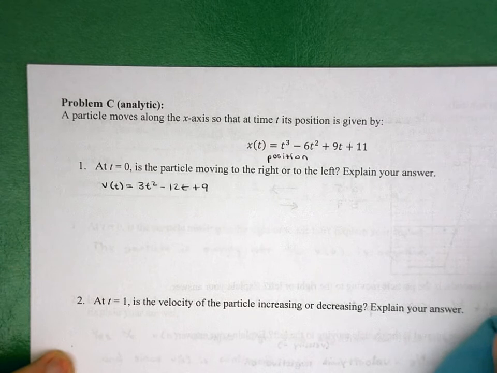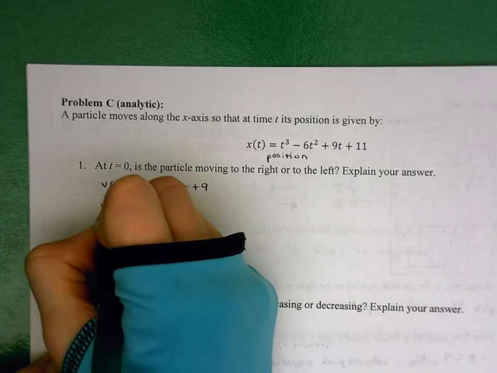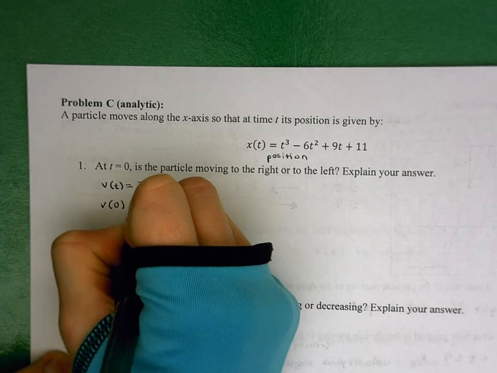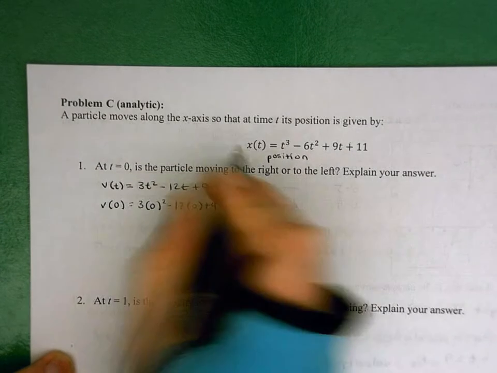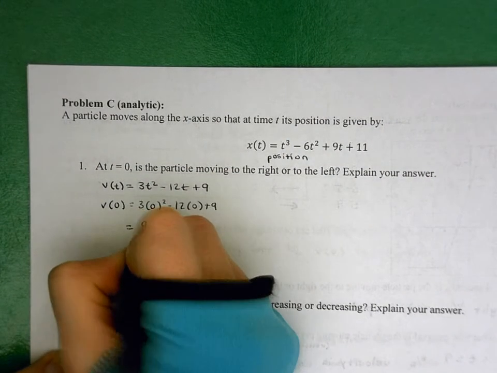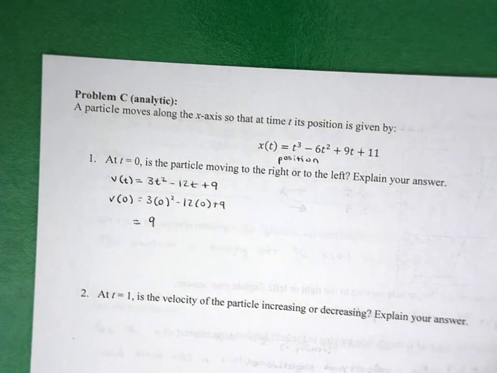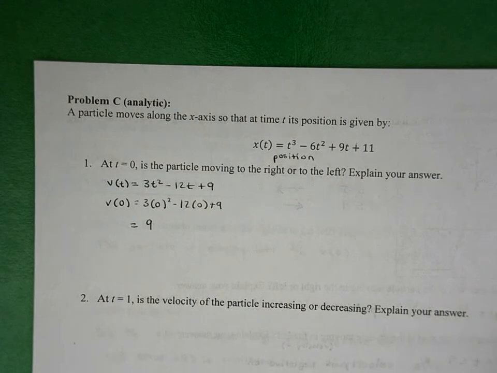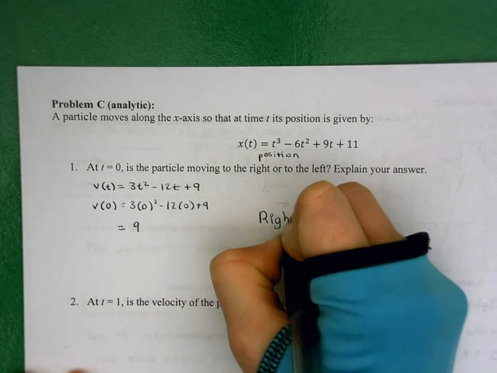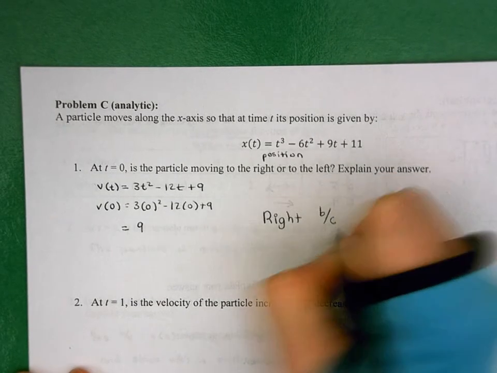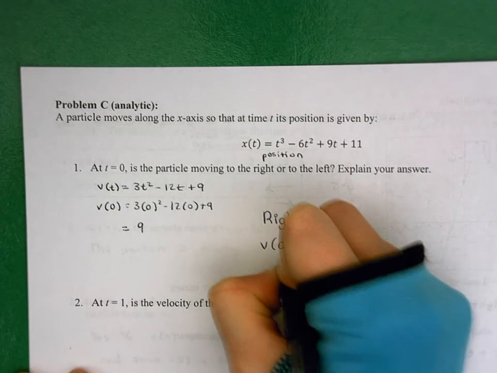And so now I can find my velocity at t equals 0. So we get 9. And so since velocity is 9, it's positive, our particle is moving right. And like we said, because velocity at time t equals 0 is positive.